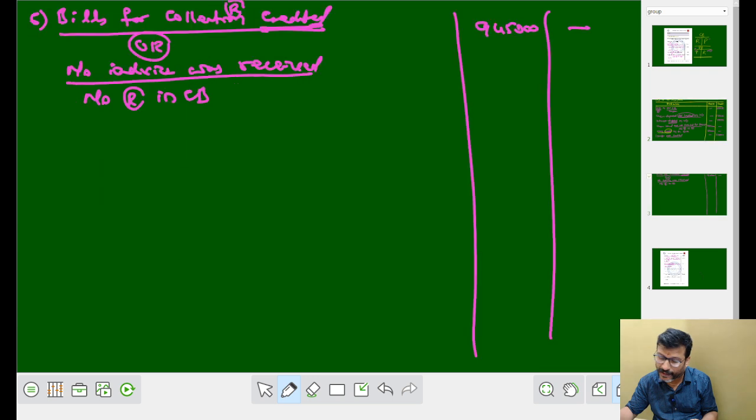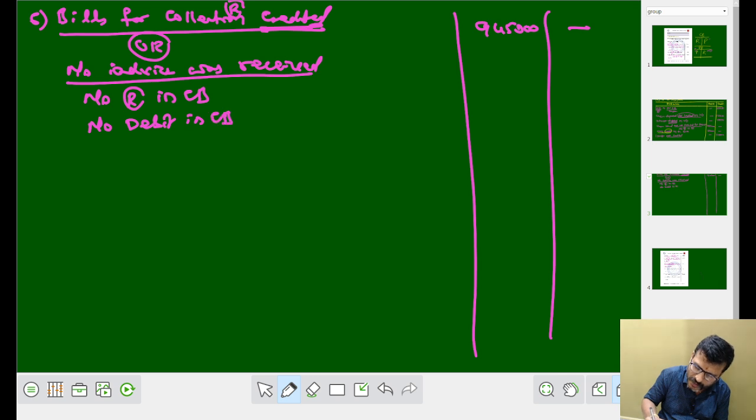So where we have to take? We have to take in debit side only. No receipt in cash book means no debit in cash book. In both the angles you can understand. One, bills for collection credited, take it in the debit side.